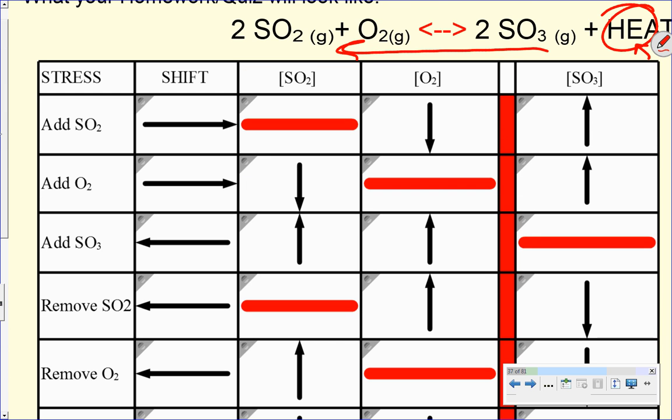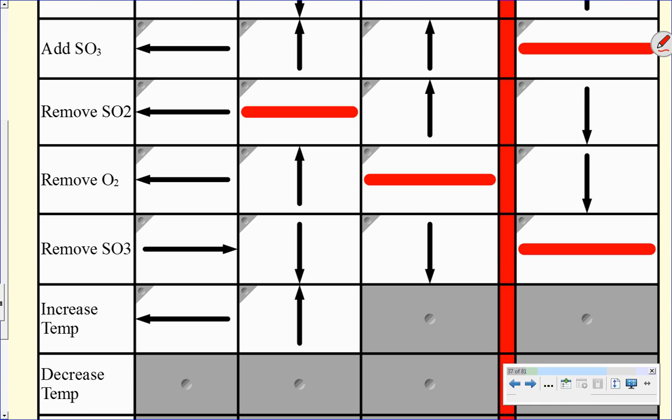Since we're favoring a shift toward the production of SO2 and O2, their concentrations will increase. SO3 will continually be decomposed, so it will decrease.